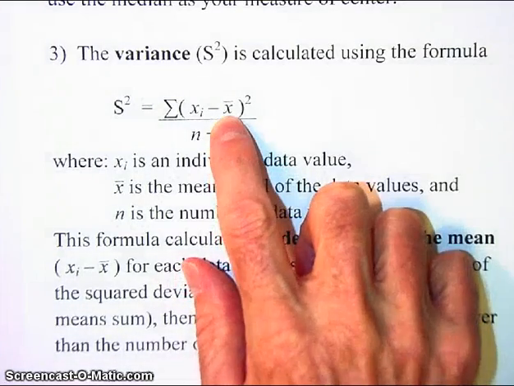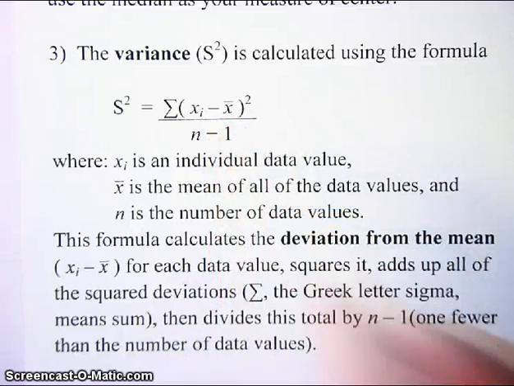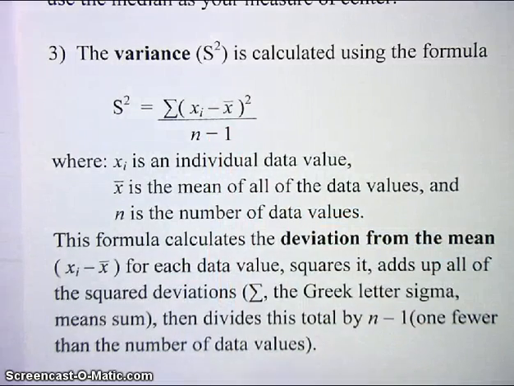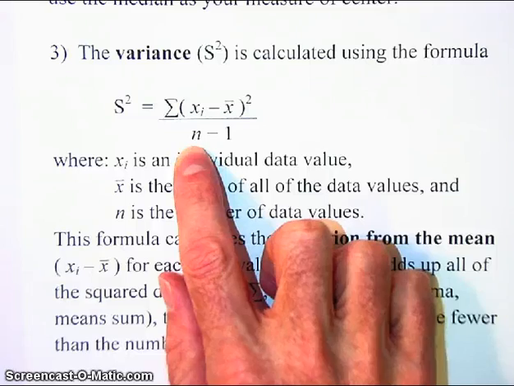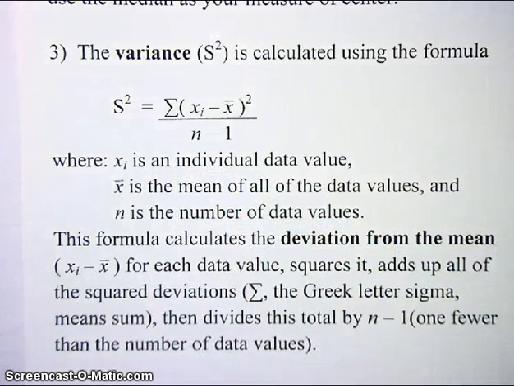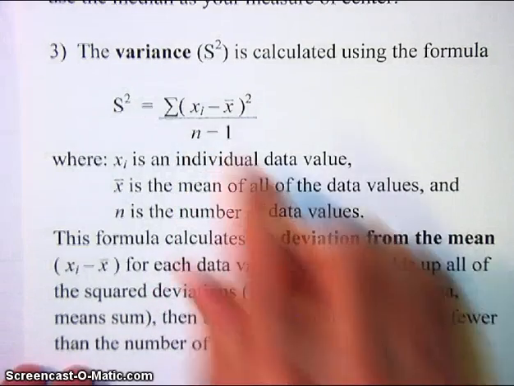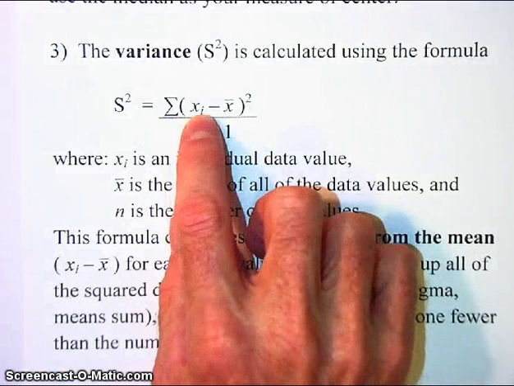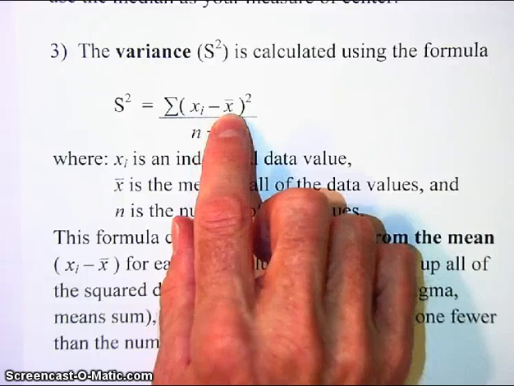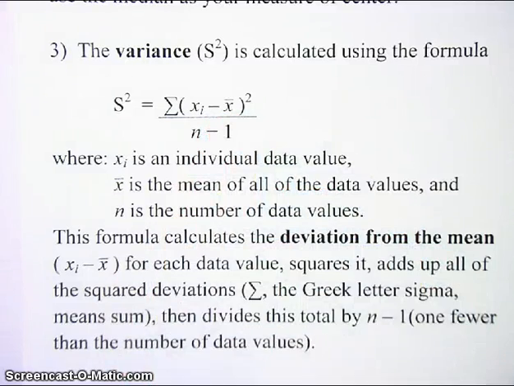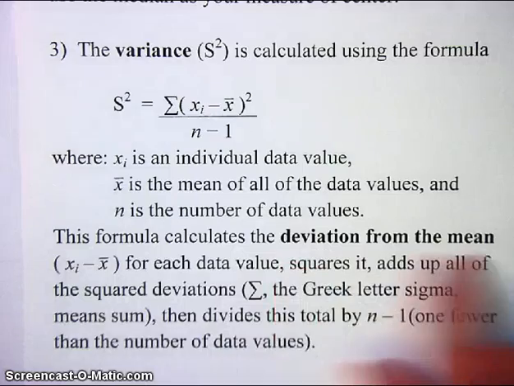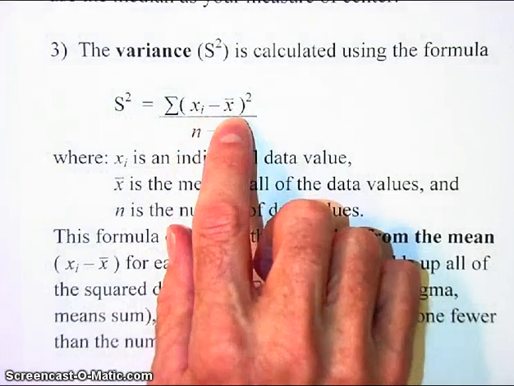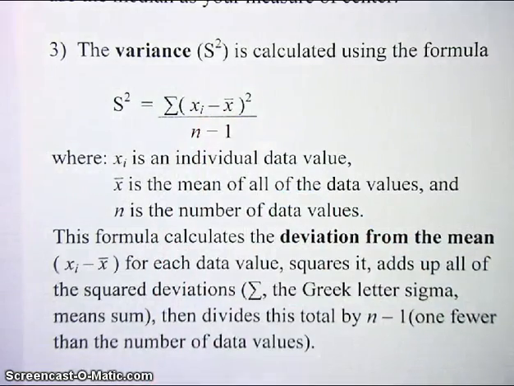X bar is the mean of the data set, which we looked at before when we were talking about measures of center, and n is the number of data values that we have in our set. What this formula does: first you have to find the mean, and then you find the difference between each data value and the mean of all the data values. That's what they call a deviation from the mean, right there, X sub i minus X bar. And then you square those deviations.